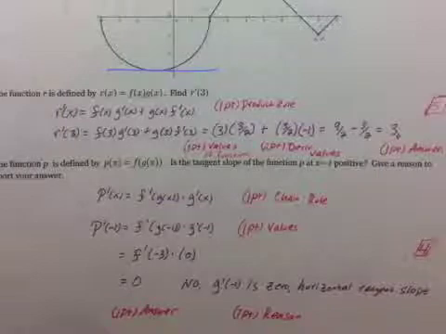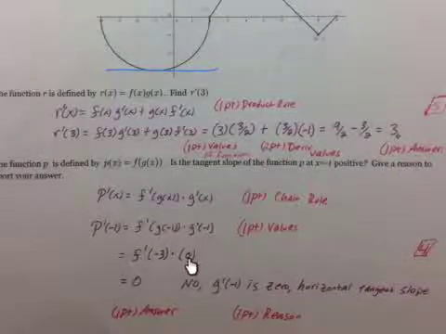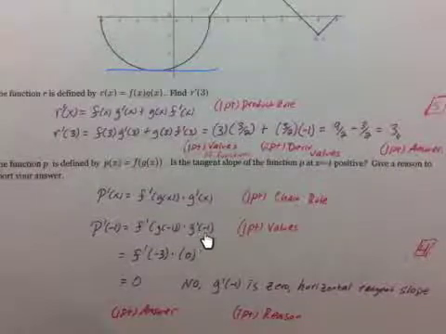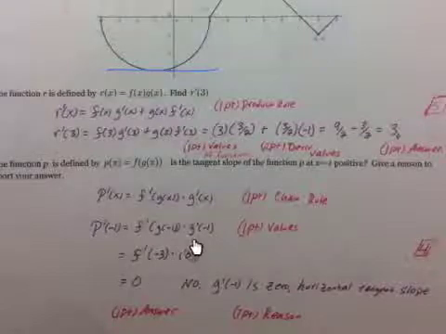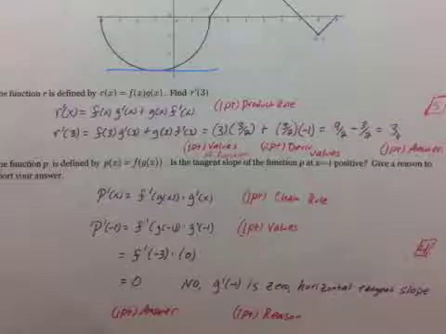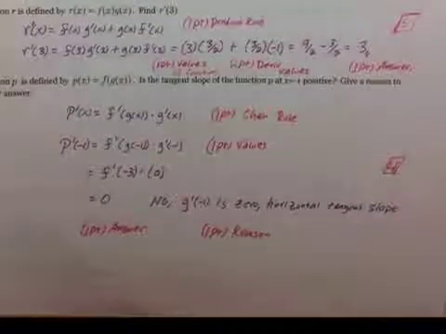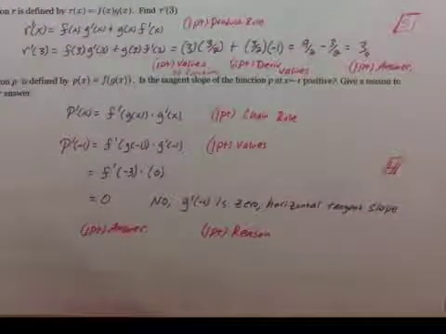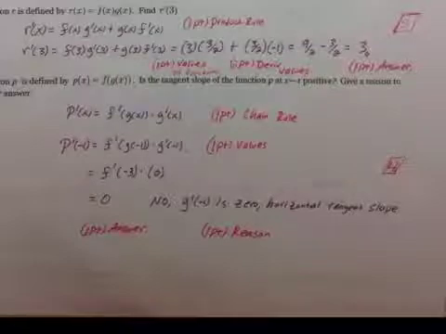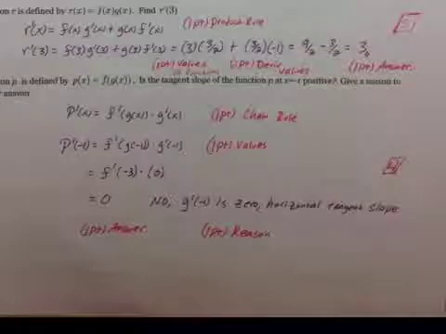So since G prime at negative 1 is equal to 0, this whole thing is going to become 0. So it's asking whether it's positive, and the answer is no, because G prime of negative 1 is equal to 0. So it has a horizontal tangent slope. Okay, and that's the solution for the first version of the quiz.